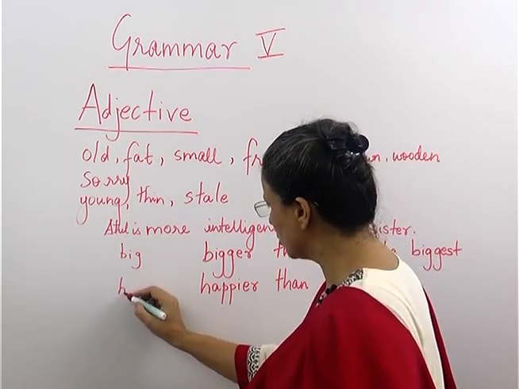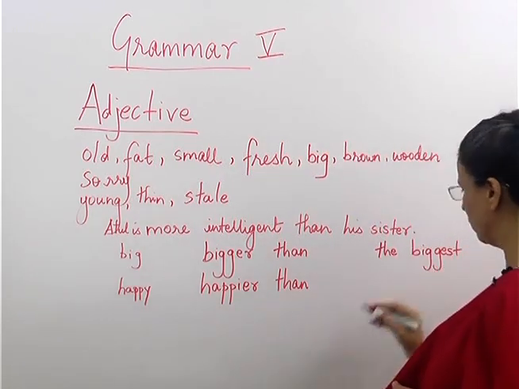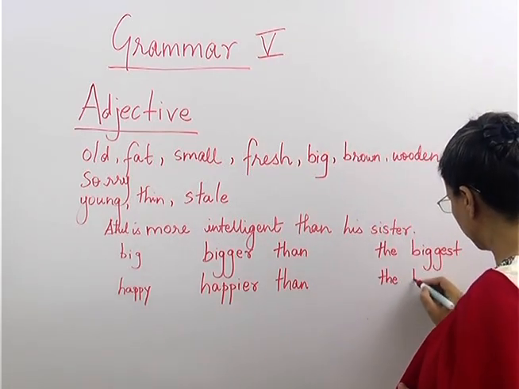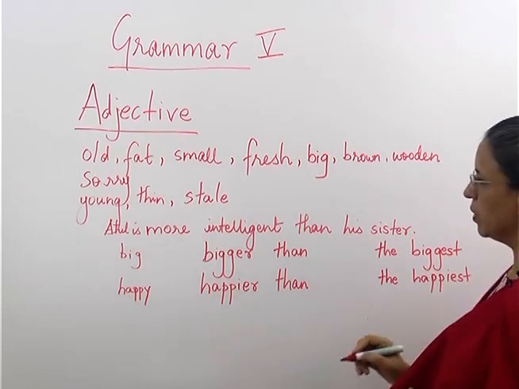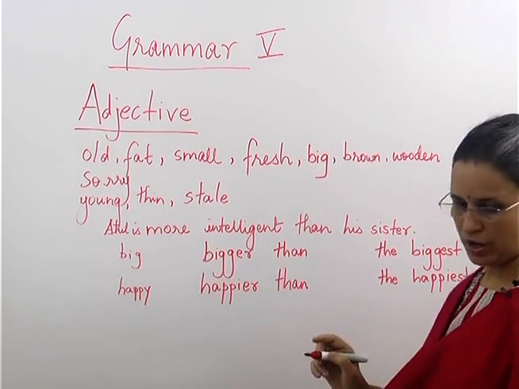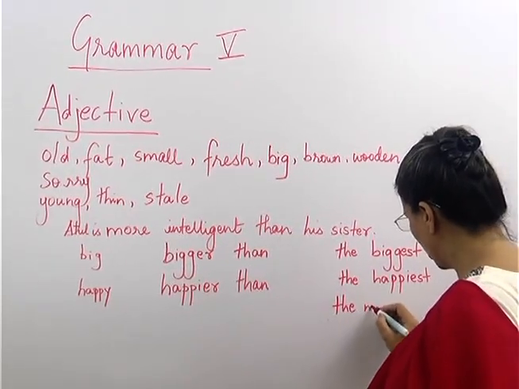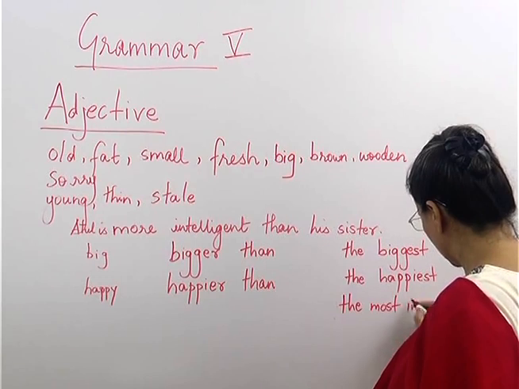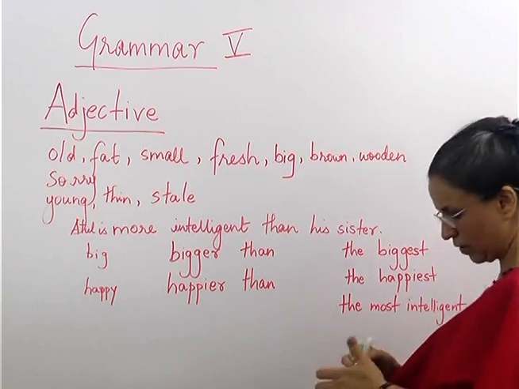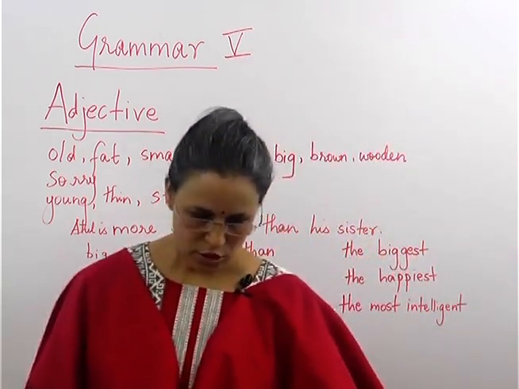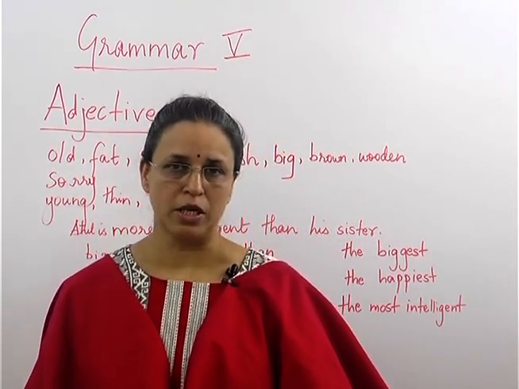Here happy was in positive degree, happier than was comparative, and the happiest will be in superlative degree. But here when we took more intelligent than, then in the superlative degree it will be the most intelligent. Have you got that? See, soft, softer, softest. Now in softest you didn't have to make the T double.